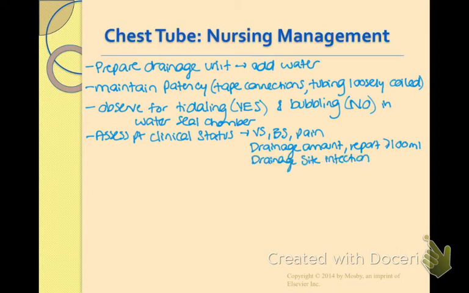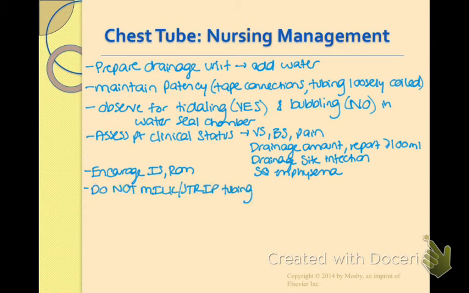We need to look for any drainage site infection. Like we talked about, there should be no pus, redness, or drainage from around the wound. And any subcutaneous emphysema. And I'm going to talk about that in just a second. We want to encourage them to use their incentive spirometer and good range of motion. We want to help them turn, cough, and take deep breaths to keep those lungs open.